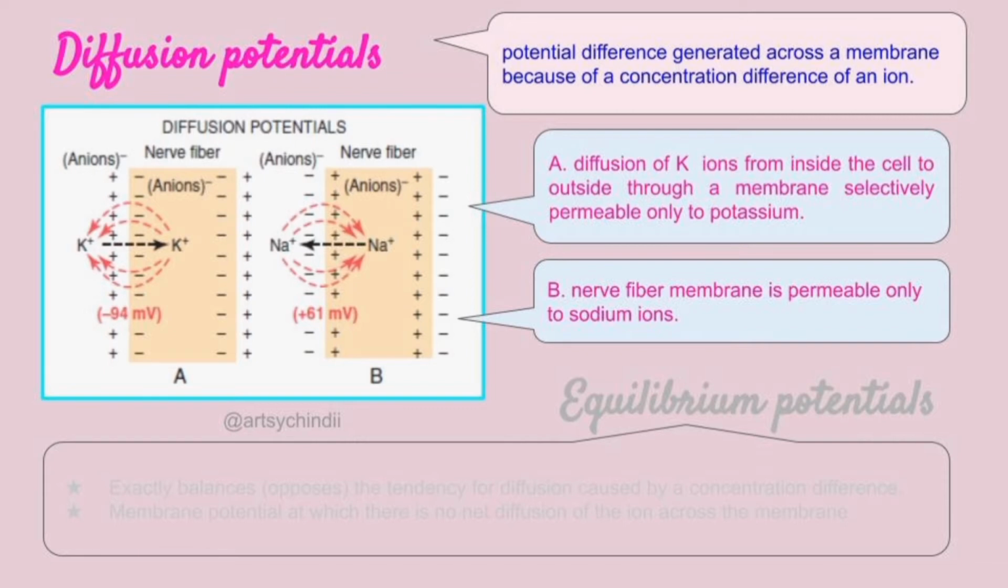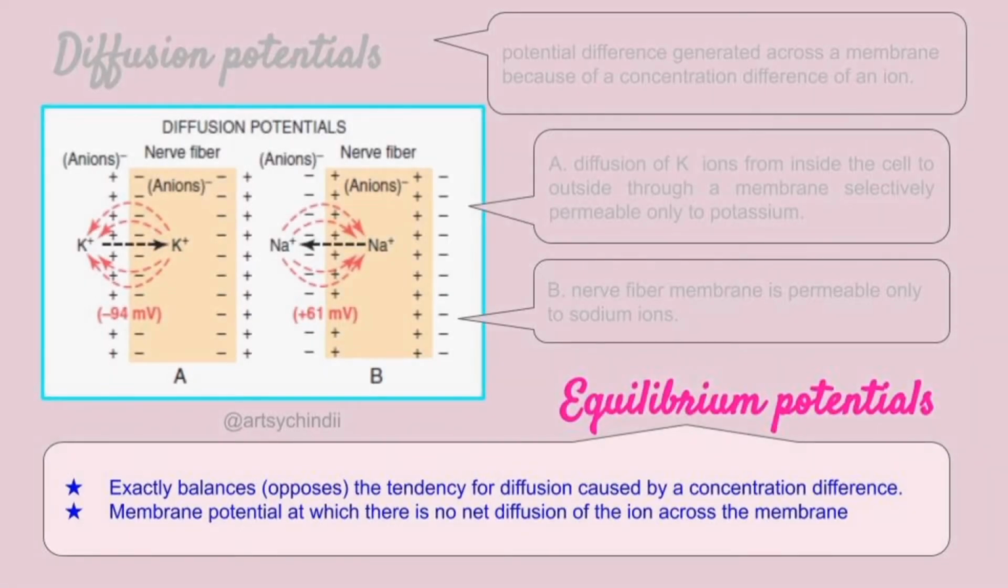Figure B shows the establishment of a diffusion potential when the nerve fiber membrane is permeable only to sodium ions. Note that the internal membrane potential is negative when potassium ions diffuse and positive when sodium ions diffuse, because of the opposite concentration gradients of these two ions.